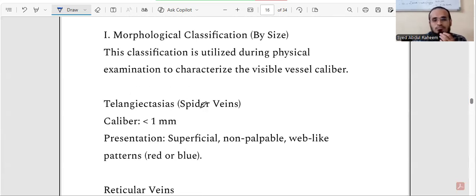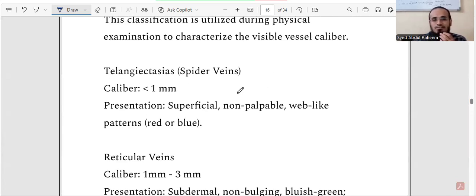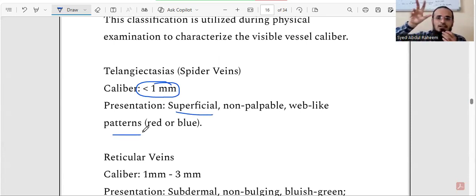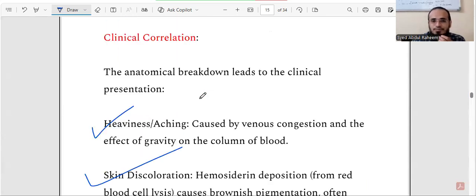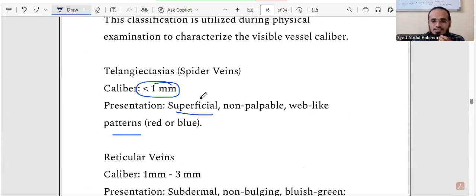How can you measure that? These are the spider veins. You can see 1 mm. Spider veins start at 1 mm. You are able to see them superficially, and they look like a spider web. This is like a spider web. You can see this is the first stage.